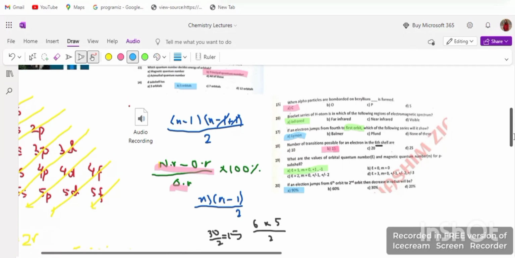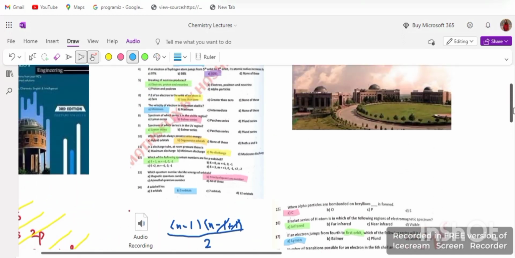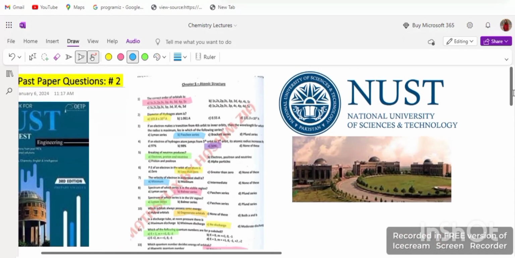So in today's video we have completed the 20 MCQs from the Nust past paper guidebook. In the next video we are gonna solve MCQs of chapter 5 atomic structure from the Ecat book.